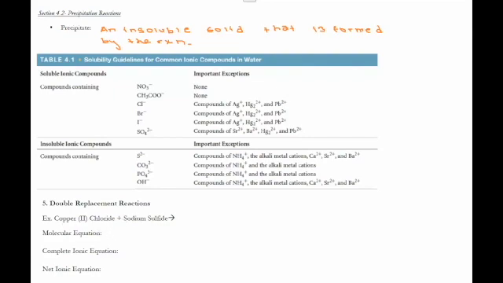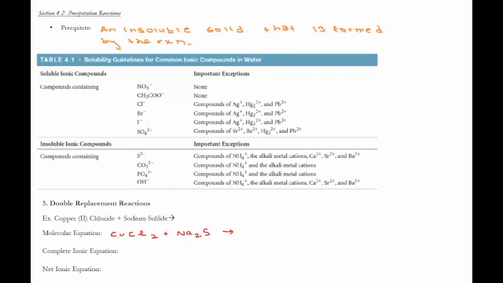So I've got copper with a 2+ charge. Chlorine has a -1 charge, so the formula for this would be CuCl2, and it's going to react with sodium sulfide. Well, sodium has a +1 charge, sulfur has a -2 charge, so it would be Na2S. And so what happens in a double replacement reaction is that you just exchange partners. So Cu is going to form, copper is going to form a compound with sulfur, and sodium with chlorine.